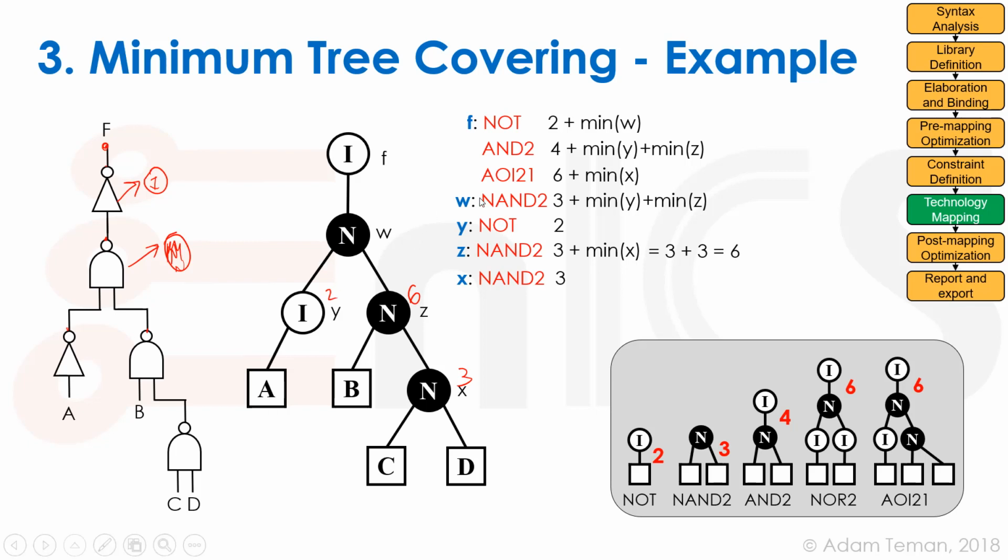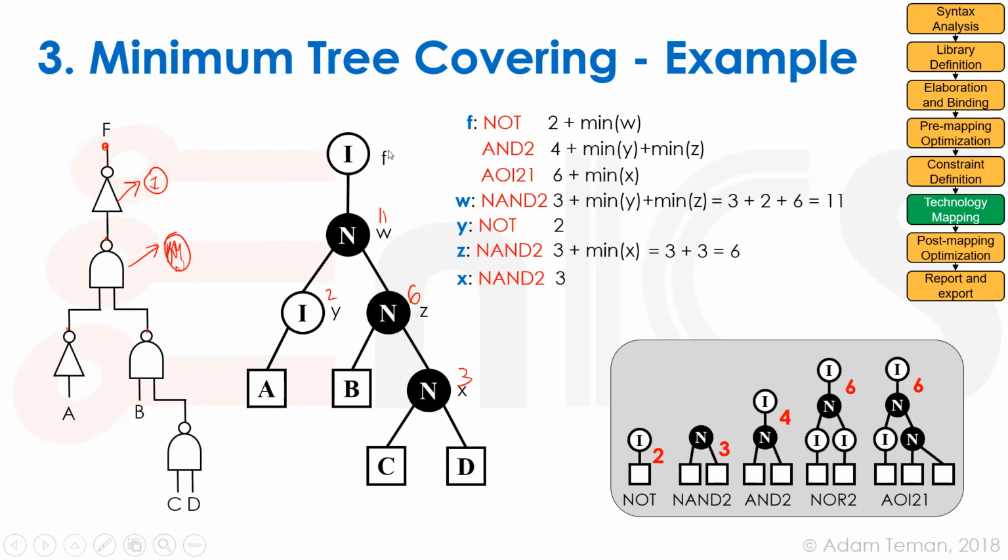And we can traverse up to W. W costs 3 plus the minimum of Y. The minimum of Y we see is 2. And the minimum of Z is 6. So 3 plus 2 plus 6 equals 11. So we see that the minimum cost of W is 11.